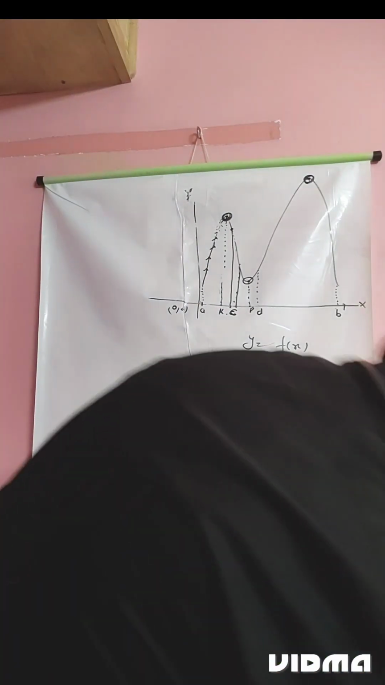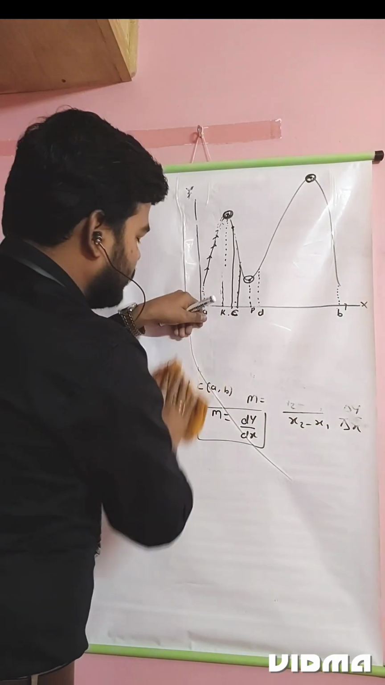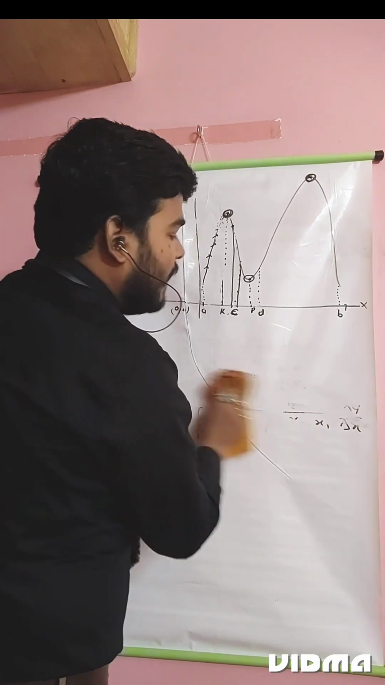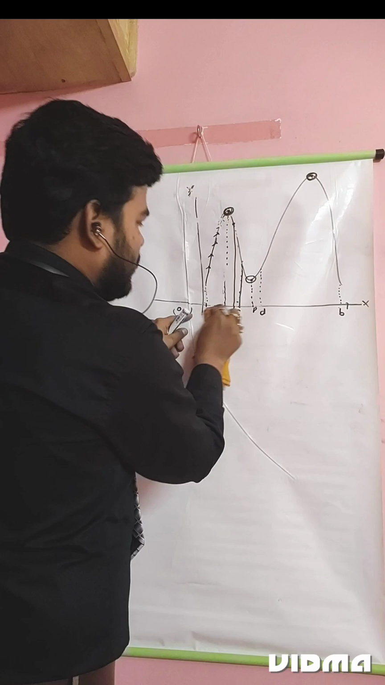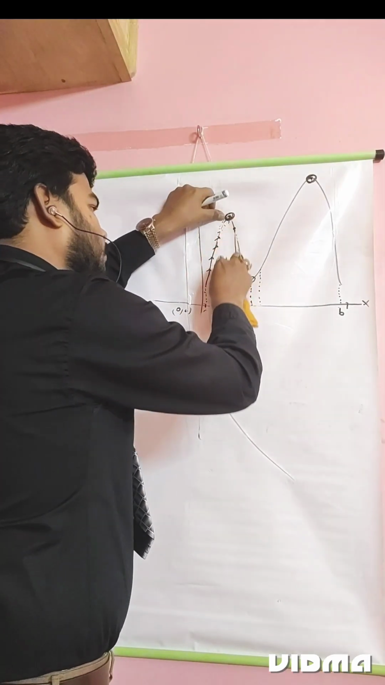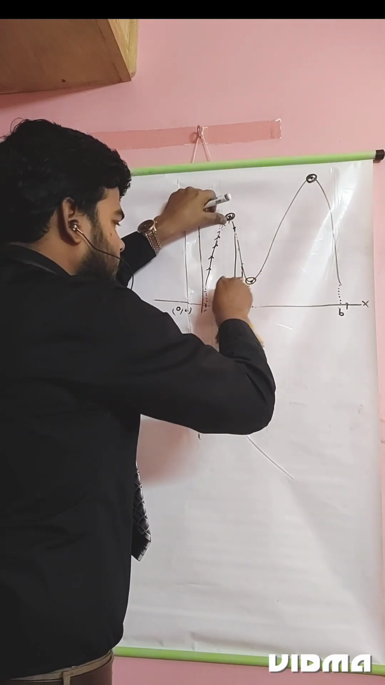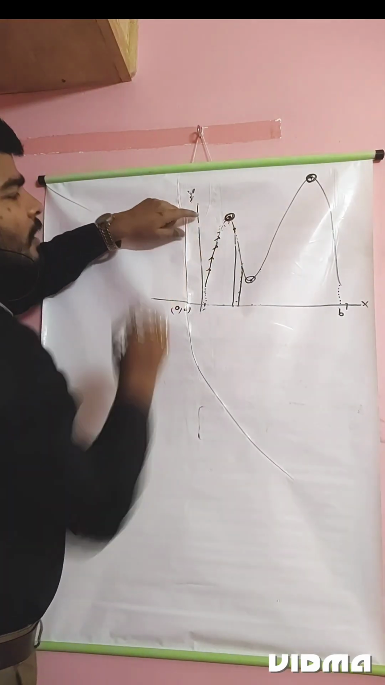So now, how can we say that for an increasing function dy by dx is greater than 0 and dy by dx is less than 0 for a decreasing function? How can we say that? So now we can check. Suppose that this is a critical point.